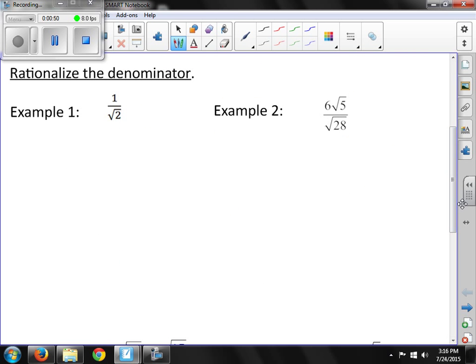Starting on the first one, I have 1 over the square root of 2. I'm going to look at that irrational part, which is the square root of 2. Whatever the irrational part is, I'm going to multiply the numerator and the denominator by that irrational part. So I have 1 times the square root of 2, which makes the square root of 2. And then I have the square root of 2 times the square root of 2, which is the square root of 4. So now I have the square root of 2 over, and the square root of 4 turns back into 2.